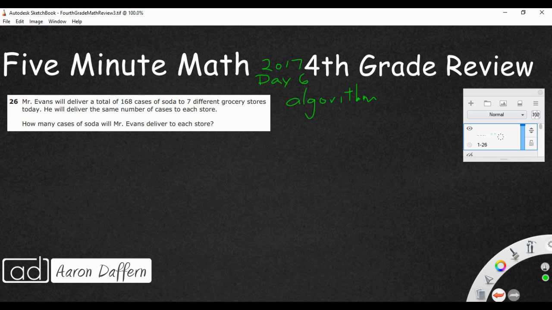So we have a simple problem here. We've got Mr. Evans. He's got 168 cases of soda, and he wants to deliver those to 7 different grocery stores. Here's a key right here: same number. Long division only works if you're looking at equal groups. Whenever you see equal groups, or same number in each group, or anything that means this, we're talking about either multiplication or division, because multiplication and division only work with equal groups.